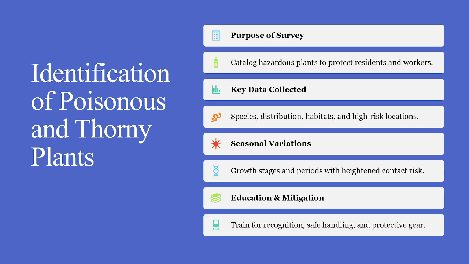So when you look at identification of poisonous and thorny plants, the purpose of the survey is to catalog hazardous plants to protect residents. So always remember this information, you may not get it directly, but there is a support professional who is an ecologist. So these professionals actually get this information and provide it to you. They may use the information and assess it differently. But for you on the side of health and safety, you also assess it differently.